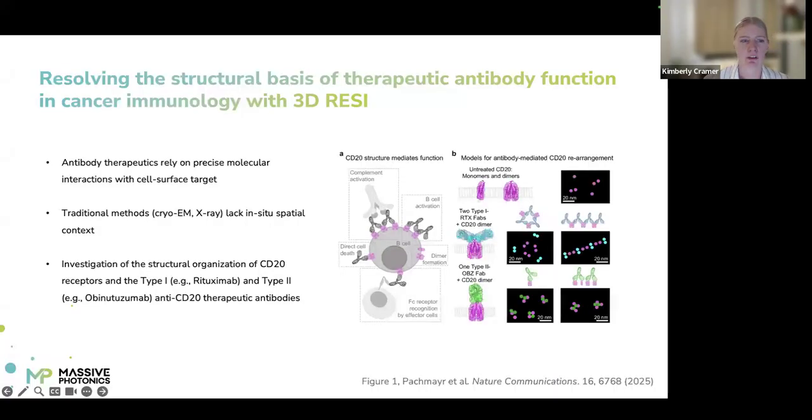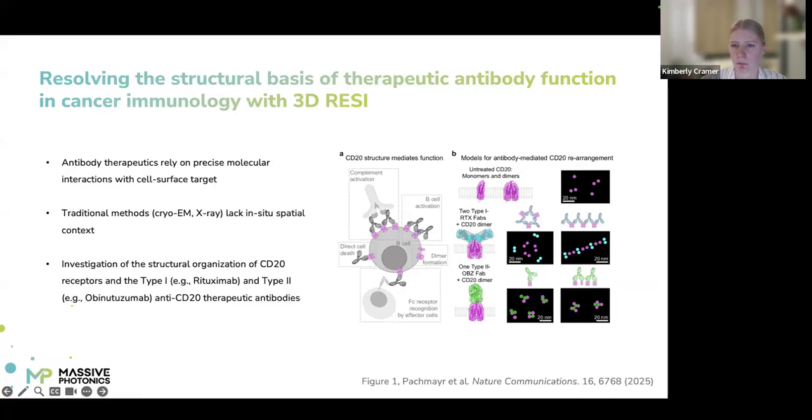So I would like to now switch to a few exciting applications of DNA paint. And the first application I will talk about, because this is a more industry pharma-focused webinar, would be resolving the structural basis of therapeutic antibody function in cancer immunology. And this was recently done using 3D Resi. So Resi, the method that enables these super high resolutions, was used to do this. And I did this because understanding exactly how therapeutic antibodies bind and arrange at the targets on cell surfaces, in this case, is critical for optimizing their function.